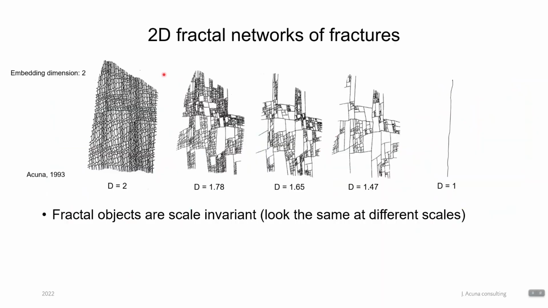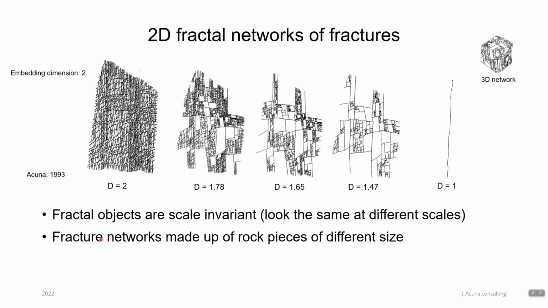Now, let me introduce the concept of fractals. These are fractal networks of fractures. I studied this for my dissertation at USC in the early 90s. And the important thing, these fractal objects, the fractals are these three that you see here. They are called scale invariant. They look the same at different scales. What that means is if I take a piece of the entire object, it looks like the entire object. And that is a characteristic of fractal networks.